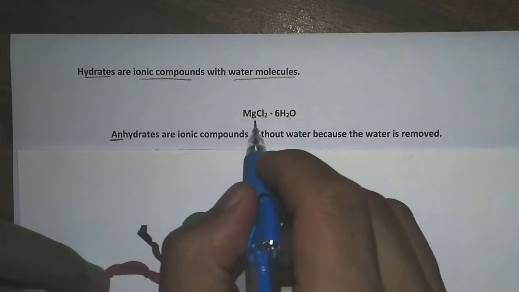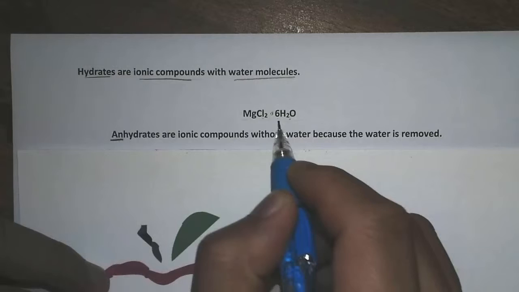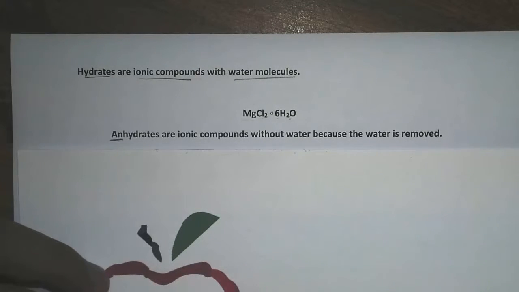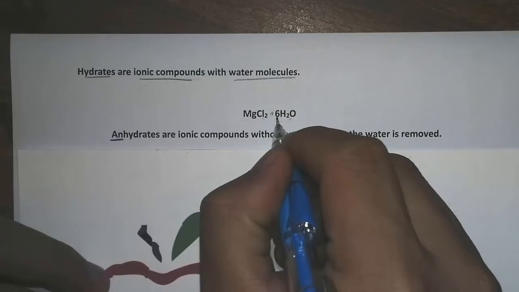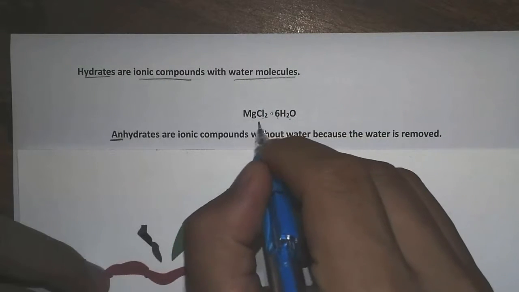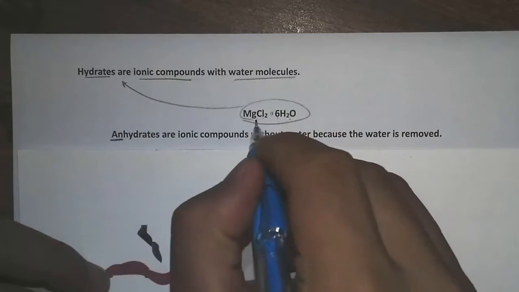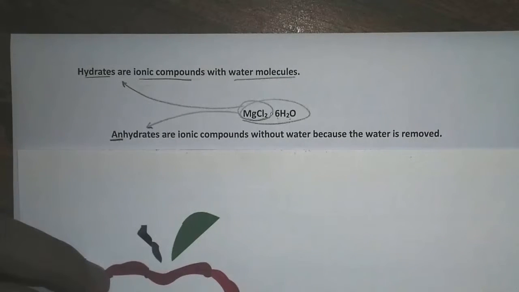Now let's look at the chemical formula more closely. First of all, you notice that there is a dot right there. If you go back to your math class, you realize this dot is actually representing a multiplication sign. So basically it says that there are 6 water molecules surrounding this ionic compound. The whole entire thing is called a hydrate. But if we look at the ionic compound alone, that is called the anhydrate.